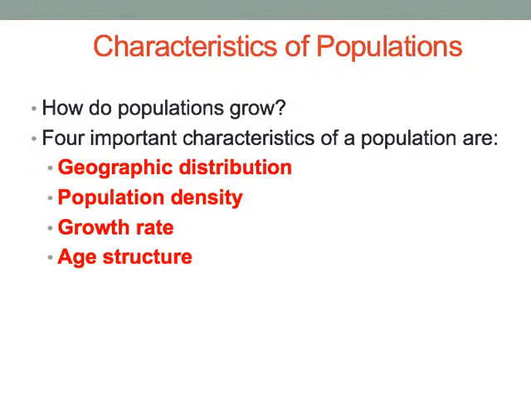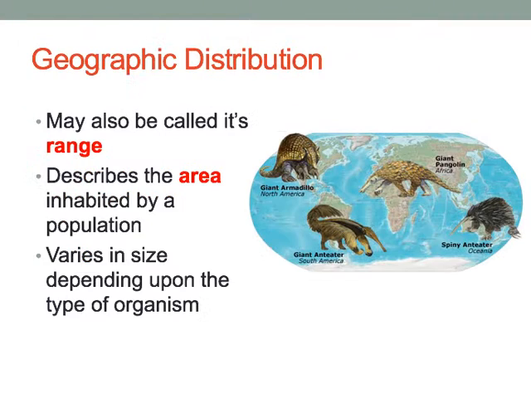So what are some characteristics of a population? How do populations grow? There's four main characteristics of a population, and we're going to go through each of those characteristics individually. So there's geographic distribution, and remember you have your note outlines for this, so make sure you have those out. Population density, growth rate, and age structure. So let's go through each of these individually.